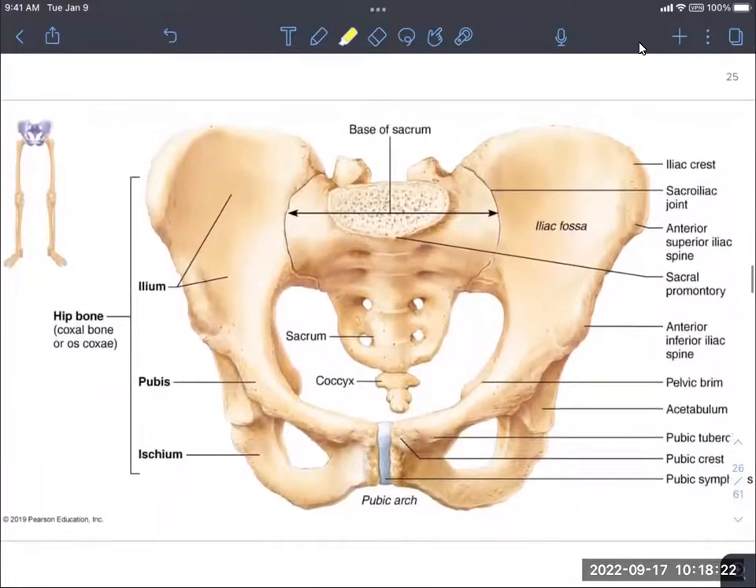So let's look at this pelvis here. We have the base of the sacrum, and the whole sacrum in here. These joints right here connect the hip bones, or coxal bones, to the trunk, to your spine, to that sacrum. Our different bones are the ilium, pubis, and ischium.